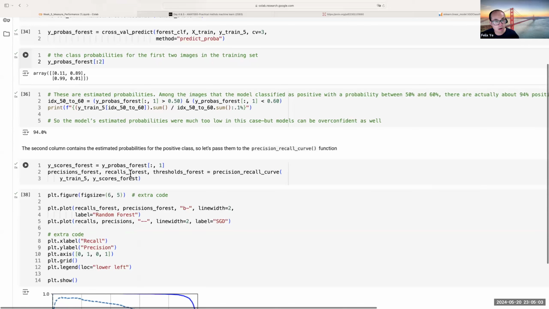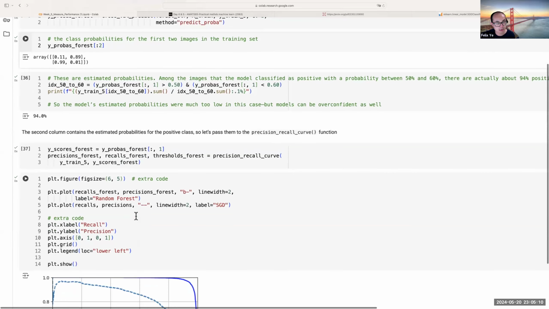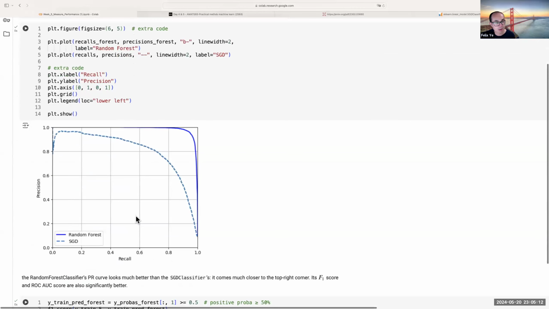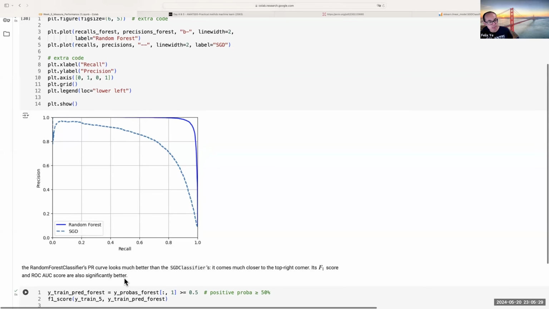Okay, so we can do all these things for this random forest. We plot a PR curve for this random forest. You can see for the SGD classifier it looks like this. However, my random forest is truly close to the top right corner, as we wanted. So you can see this is much better than the SGD classifier. It comes much closer to the top right corner.